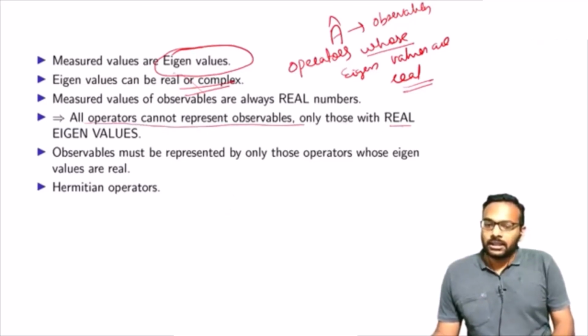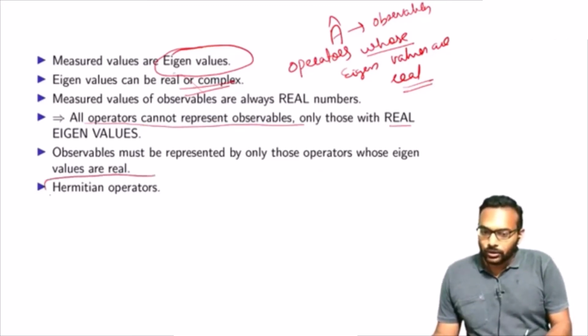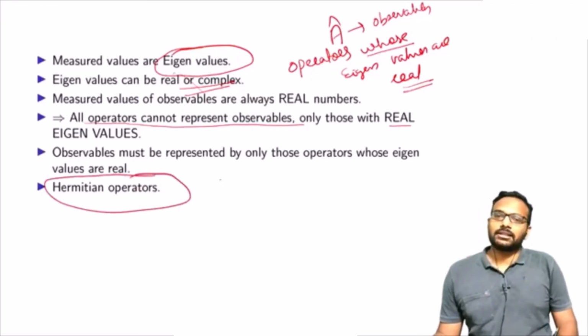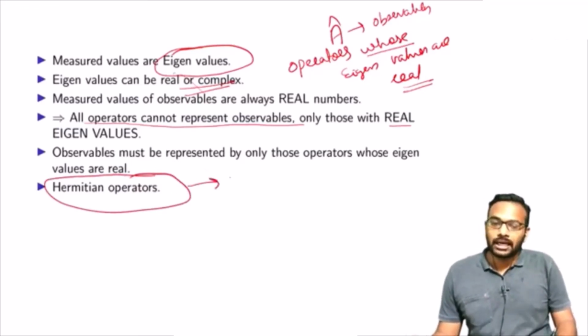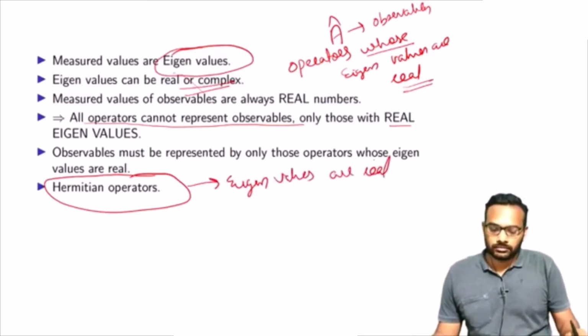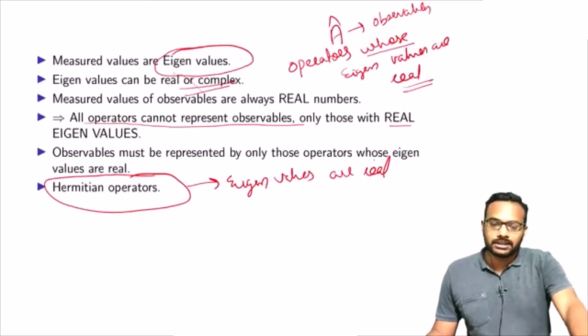So we can choose only those operators whose eigenvalues are real, and such operators, if you look at the mathematics textbook, you know that there is a class of operators called Hermitian operators whose eigenvalues are always real. So this is what we mean. Hermitian operators, eigenvalues are real.